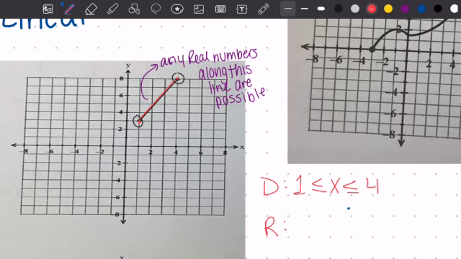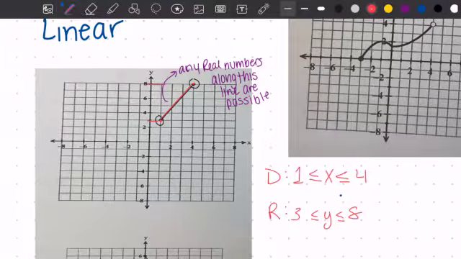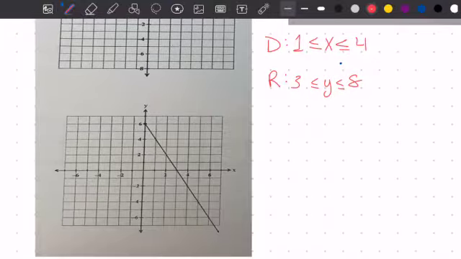So any numbers that are greater than 1 and less than 4 are going to be a possible x value for our domain. And we're going to do the same thing for range. This time I'm going to put the y in the middle, with the less than or equal to signs here. Then I'm going to look at my y values. My lowest is 3, and my highest is 8. So this is my domain and range for this linear equation here.